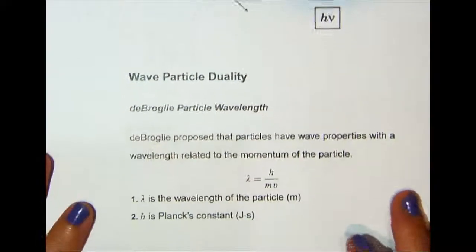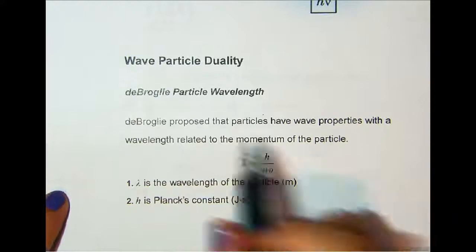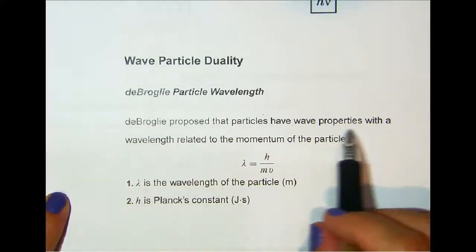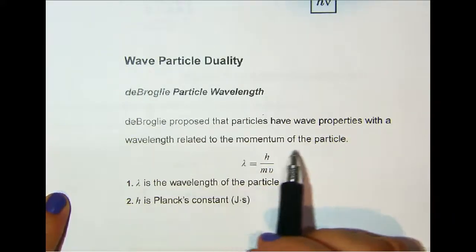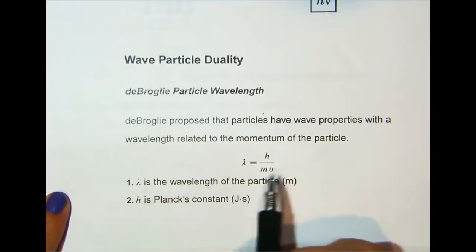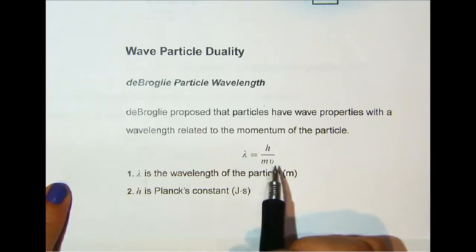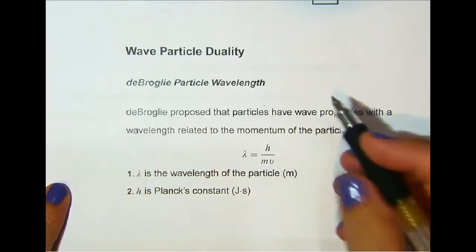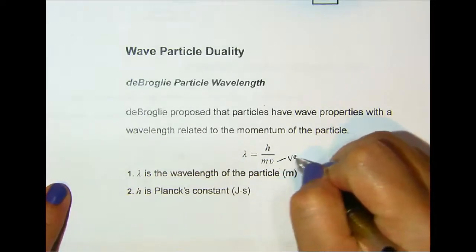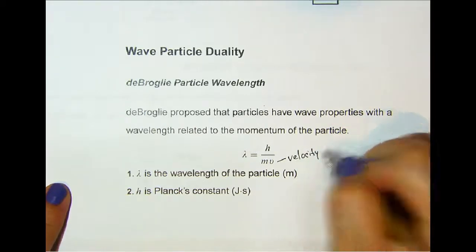Wave-particle duality. De Broglie particle wavelength. De Broglie proposed that particles have wave properties with a wavelength related to the momentum of the particle. And so here you can actually calculate, knowing the wavelength, what is the velocity of the particle with this equation. So this is velocity, not frequency.